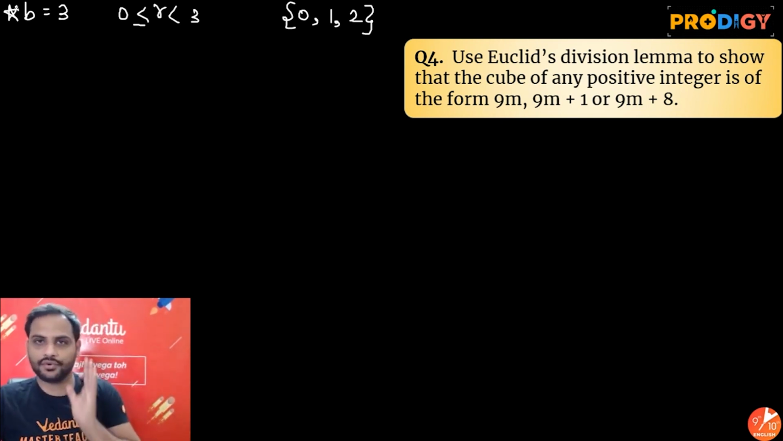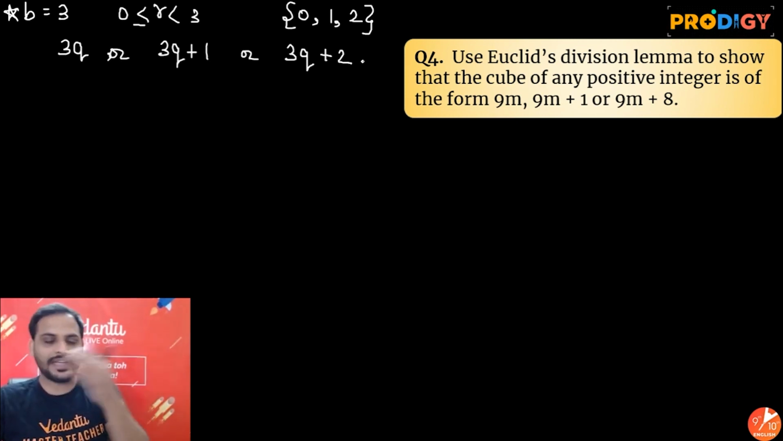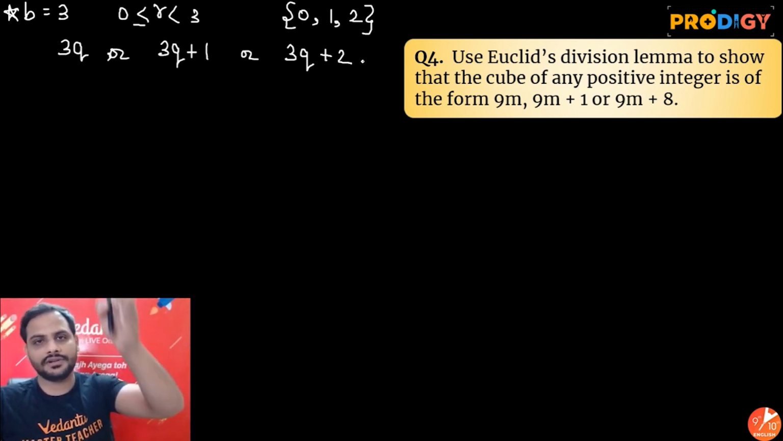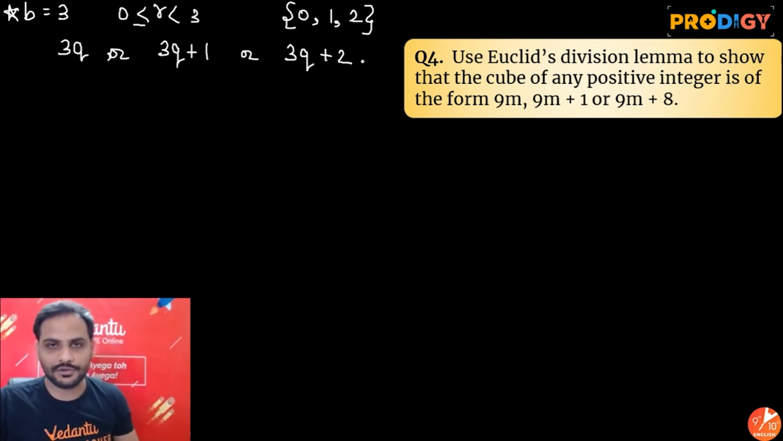That is the approach which I have used, a short approach, and let's see whether we will get that or not. So first part, if b is equal to 3, I know all numbers can be represented in the form of either 3q or 3q plus 1 or 3q plus 2. I have told you, once we fix the divisor, all numbers can be represented in their division lemma form. So all numbers will be either in the form of 3q or 3q plus 1 or 3q plus 2. Now let's see how their cubes are going to look like.